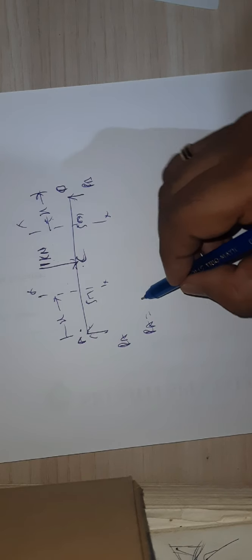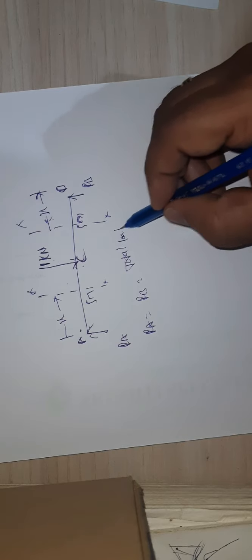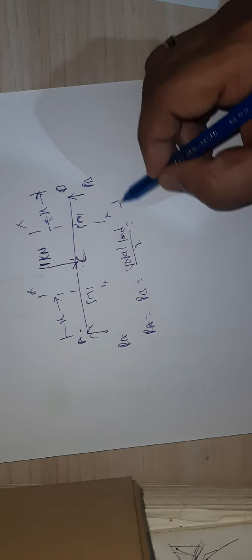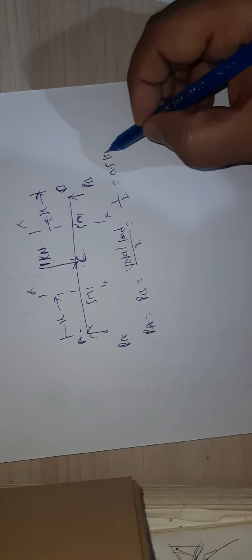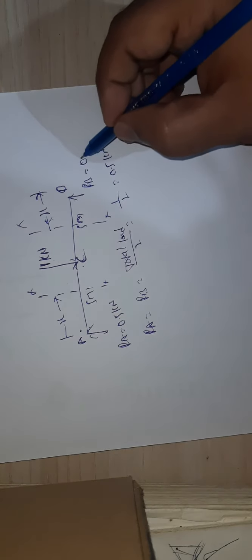I can easily calculate RA, which equals RB, total load divided by 2. What is the total load? 1 divided by 2, it is 0.5 kilonewtons. So RA is 0.5 kilonewton, and RB is also 0.5 kilonewton.